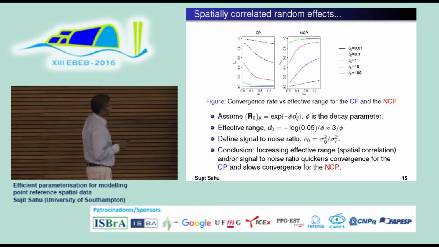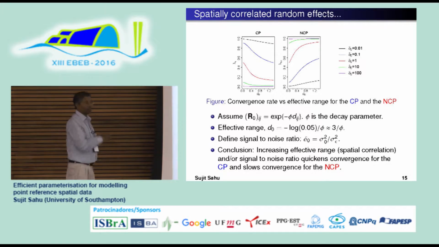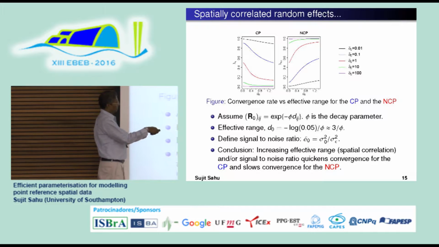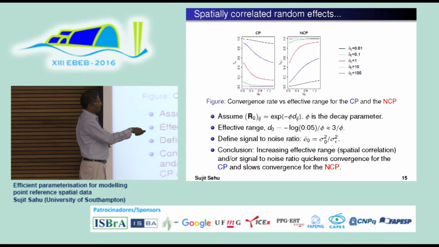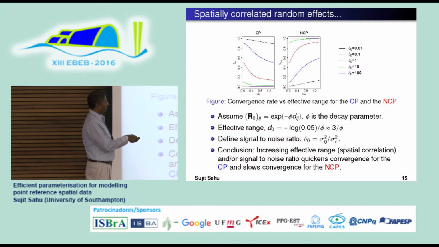So how does spatial correlation affect the rates? We assume exponential correlation, keeping Matérn for the time being. Assume exponential correlation, your correlation is e to the minus phi d_ij, and this phi is what we call the decay parameter. You can see, if you take phi to be large, correlation will be 0.